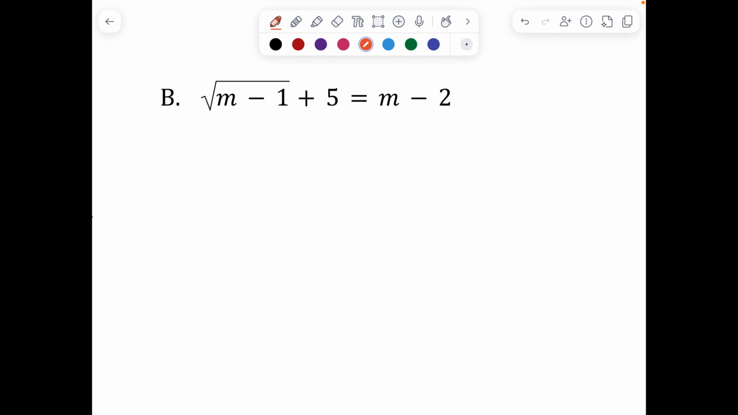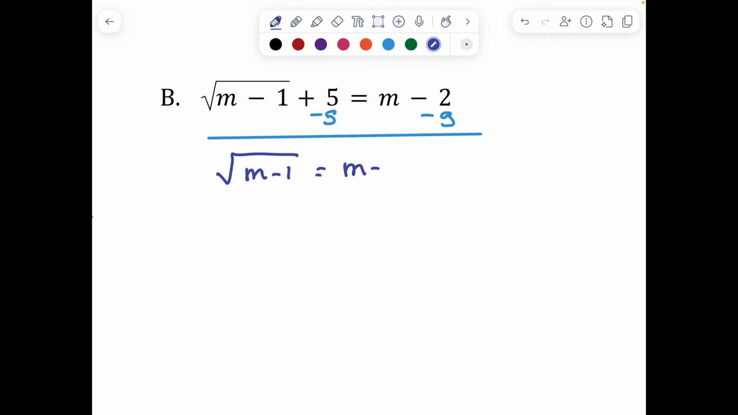Okay, B, I have the square root of m minus 1 plus 5 equals m minus 2. First thing I need to do is subtract this 5 to the other side to start, get that radical by itself, get it isolated on one side. So I'm left with the square root of m minus 1 equals m minus 7.